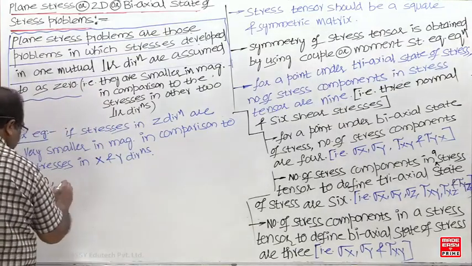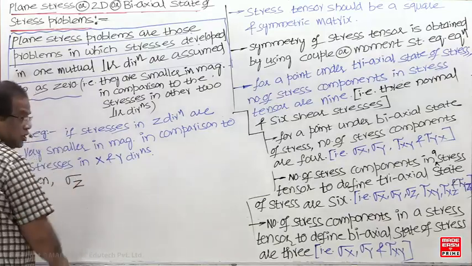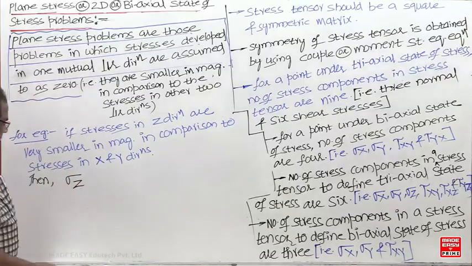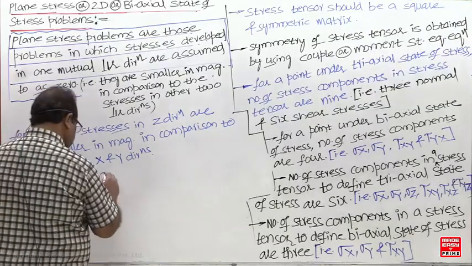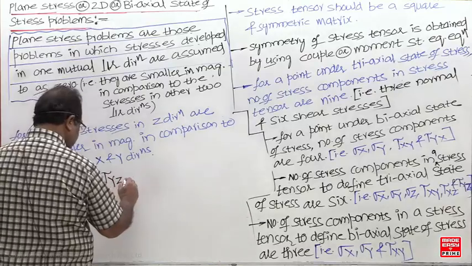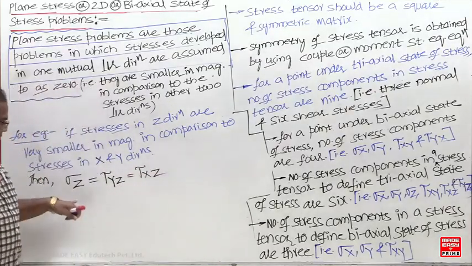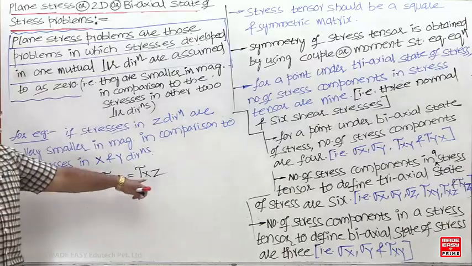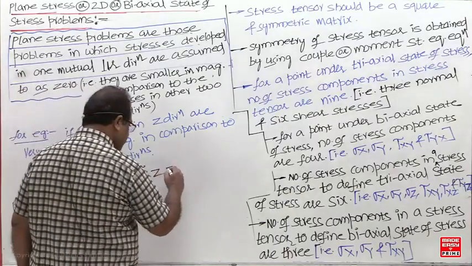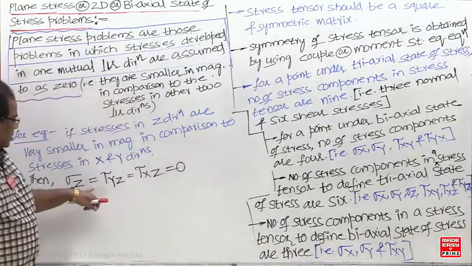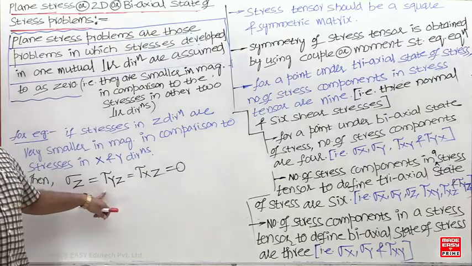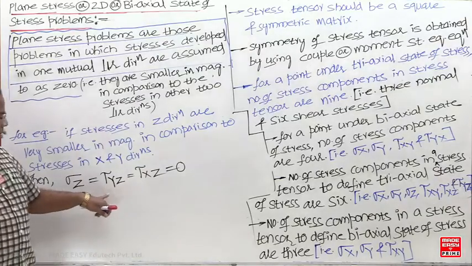Z direction, how many stresses are there now? Sigma Z, tau YZ, and tau XZ. In the Z direction: sigma Z, tau YZ, tau ZX, tau XZ. This is according to the assumption. But tau YZ being 0 means what now? Tau ZY is also 0 now.